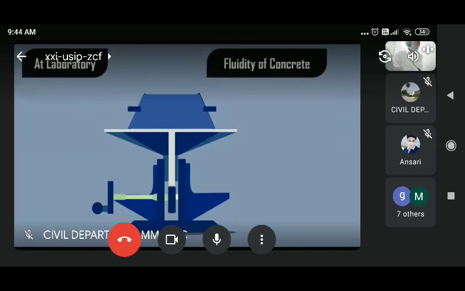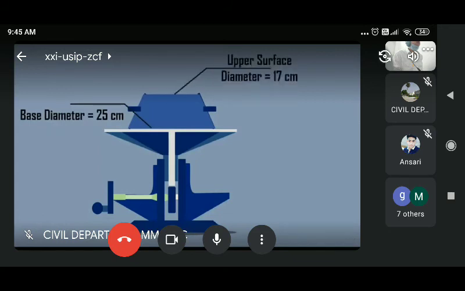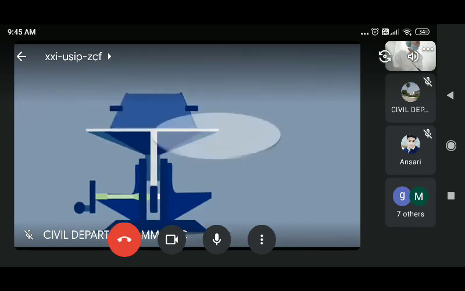To know the fluidity of concrete, we are using this flow table test. Upper surface diameter. This is the cone of 12.9 centimeter height.